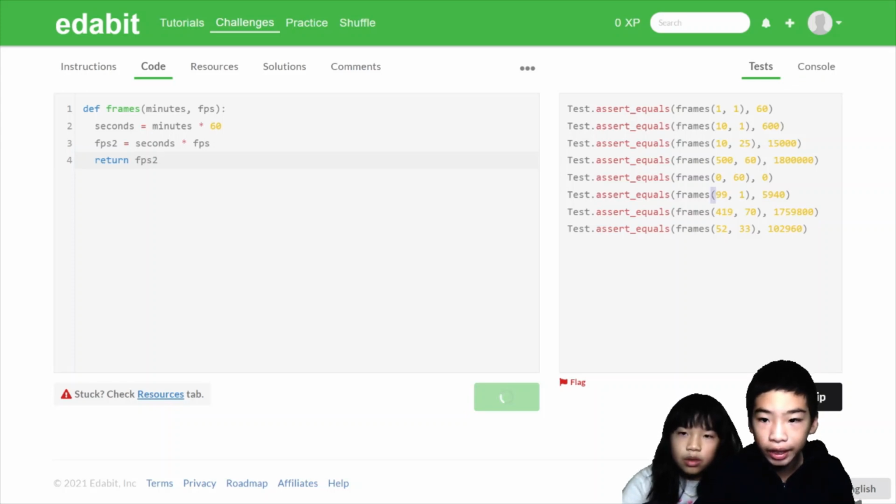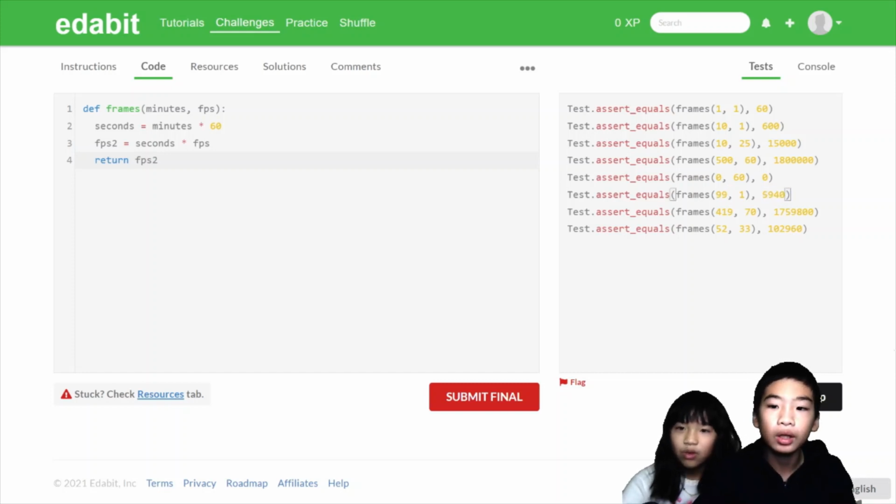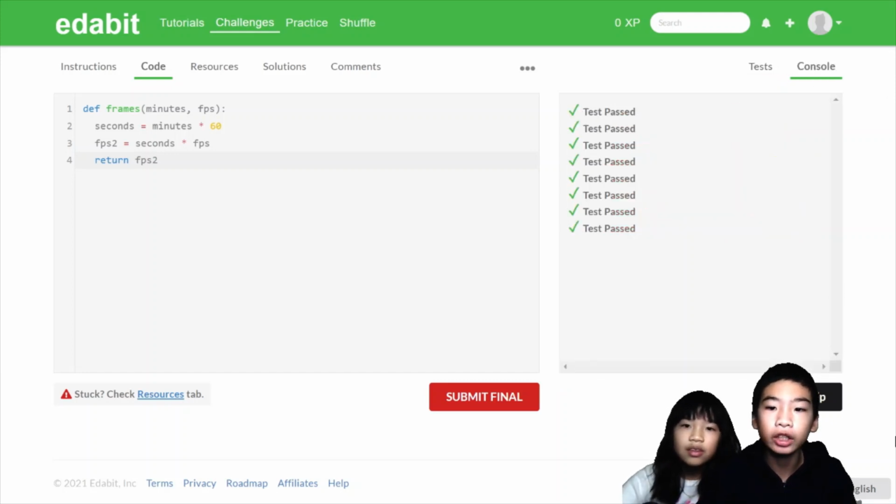There's 99 minutes with one frame per second, so it's 5940. And then there's 0 minutes and 60 frames per second. It's just 0 minutes, so it's 0. So we pass all the tests.